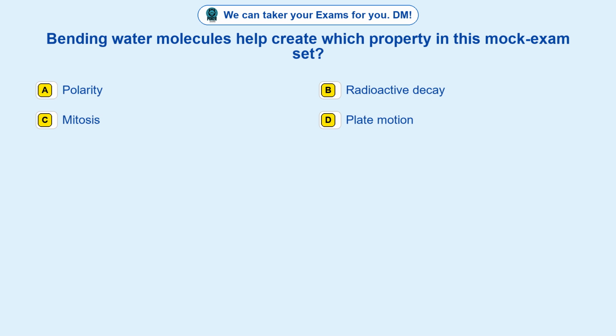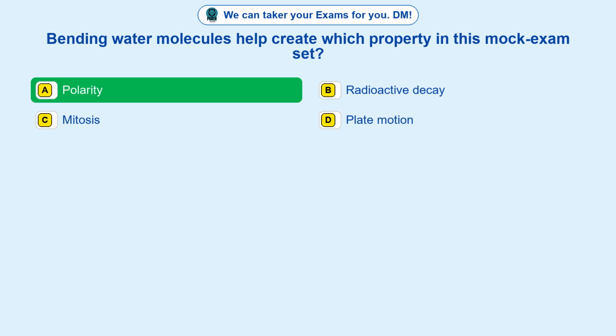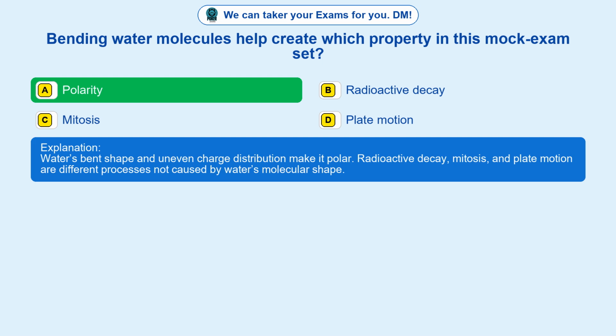Question 50. Bending water molecules help create which property in this mock exam set? Option A, polarity. Option B, radioactive decay. Option C, mitosis. Option D, plate motion. The correct answer is option A. Polarity. Water's bent shape and uneven charge distribution make it polar. Radioactive decay, mitosis, and plate motion are different processes not caused by water's molecular shape.